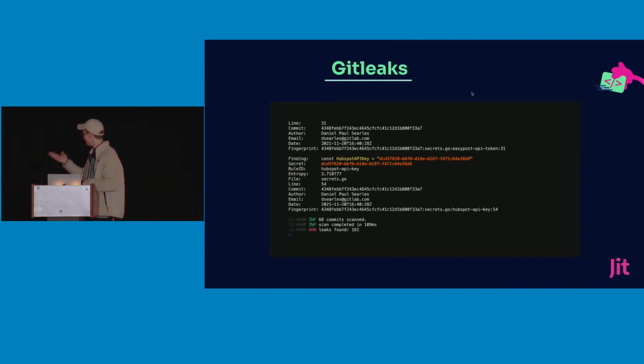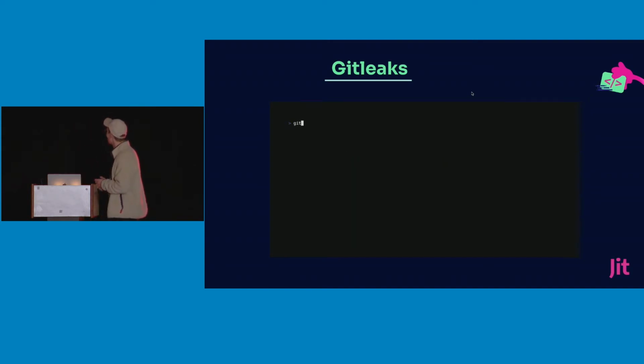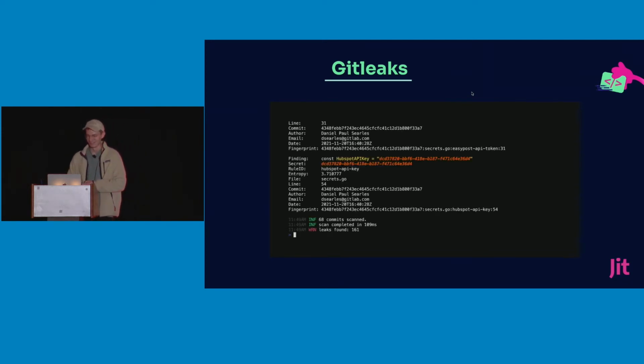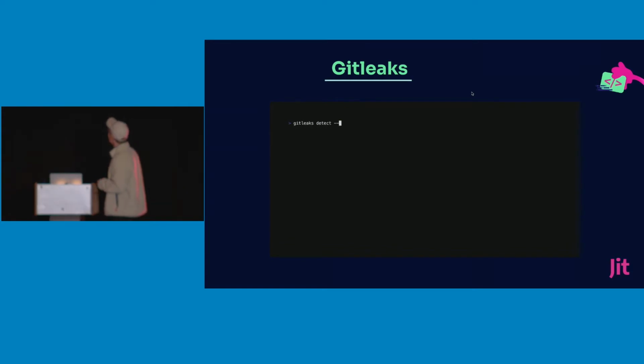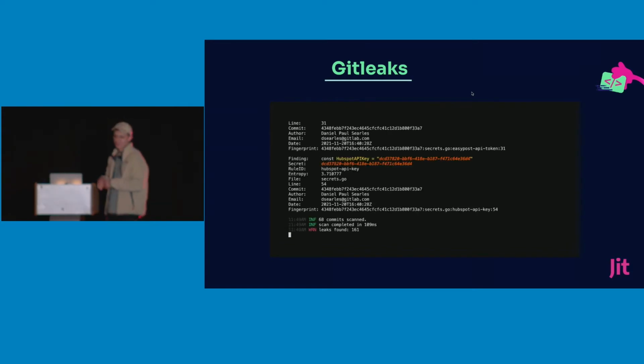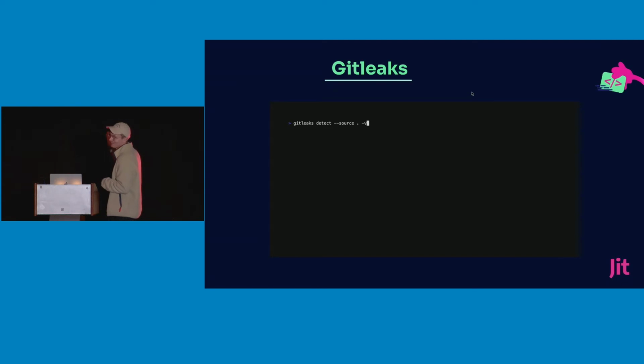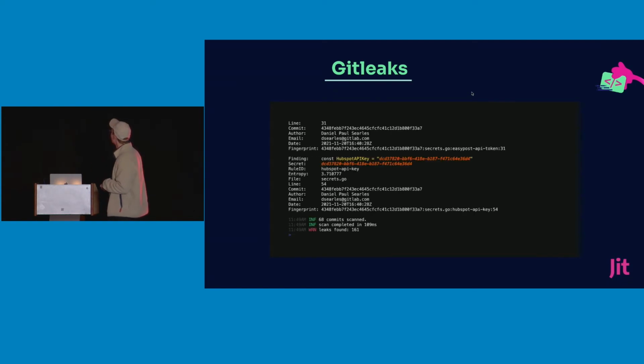And then this is just an example output of the tool. This is just running on a sample repo at GitLab for secrets. And you can see there's a couple of secrets that it's finding in the code. We'll go over the output a little bit later.